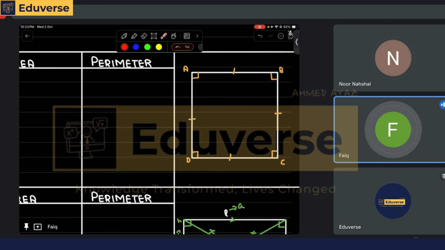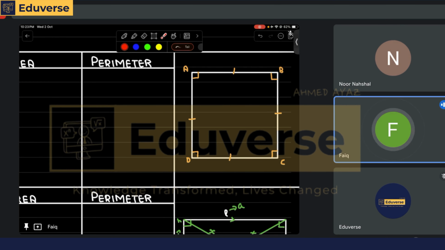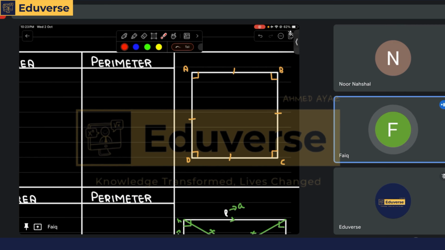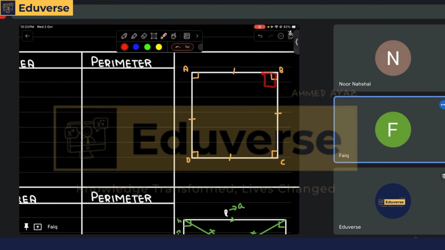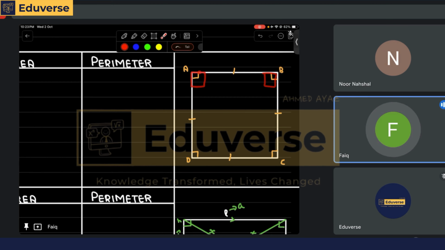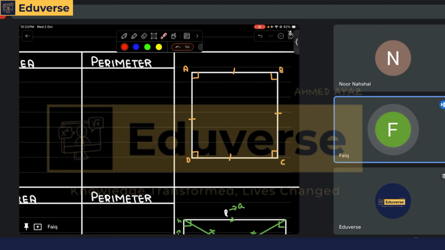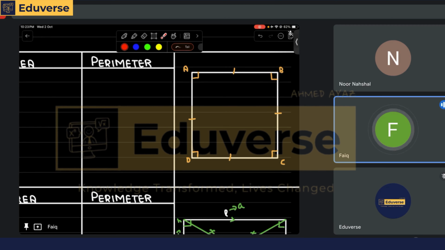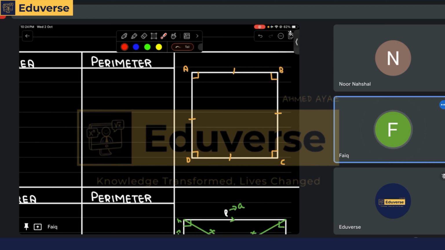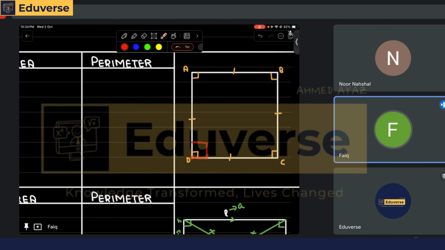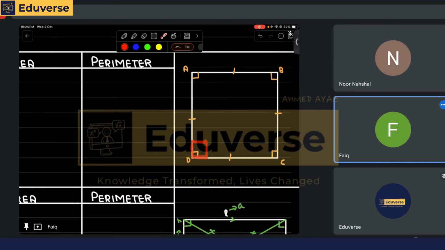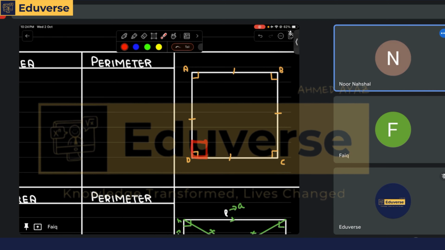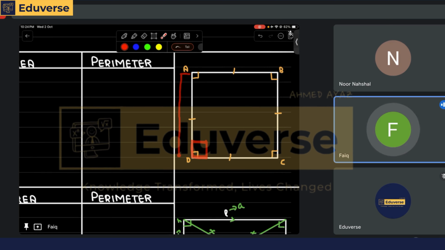So for sides, we use two alphabets, and for angles, we use a single alphabet. So if I say angle B, then I'm referring to this angle. If I say angle A, then I'm referring to this angle. If I say angle D, then I'm referring to this angle. So now, again, my question was, if I'm using the angle D, Noor, can you tell me which two sides are we going to multiply? Side AD.